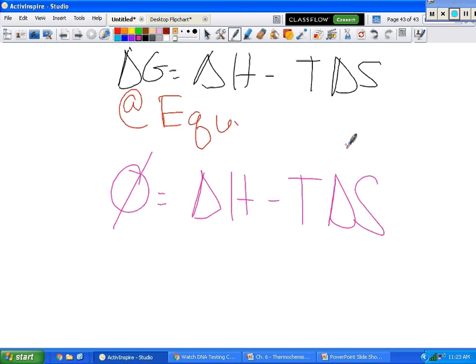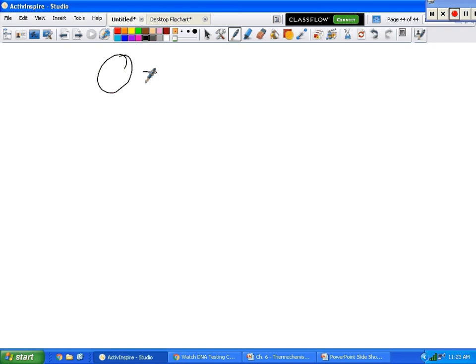So here's the next little part about this. What if I don't like this 0 plugged into this formula? So I'm going to change pages. Again, I've got 0 equals delta H minus T delta S. Can I get rid of this 0? What can I do?